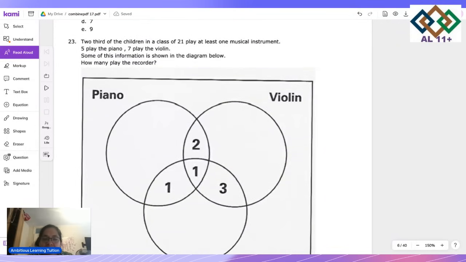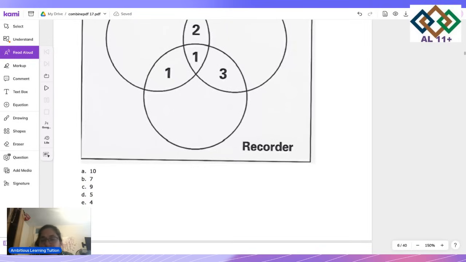And then you have something for pie chart. So pie chart is also important, so you have to learn your pie charts, how to find them. Two-thirds of children in a class of 21 play at least one musical instrument, five play the piano, seven play the violin. Some of the information is shown in the diagram below. How many play the recorder? So you need to find how many of them play the recorder.